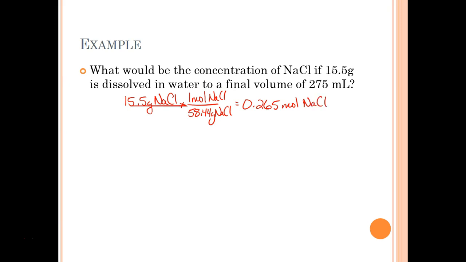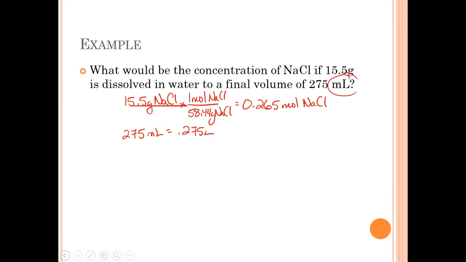Now we have our moles, then we're going to divide that by the volume. A key thing to remember here again is we don't want milliliters, it needs to be liters. So in case you forgot, 275 milliliters is equal to 0.275 liters.